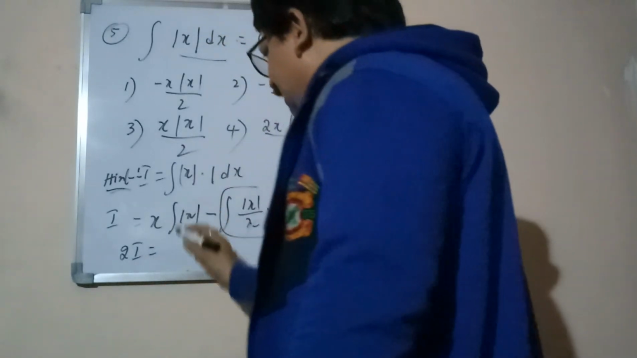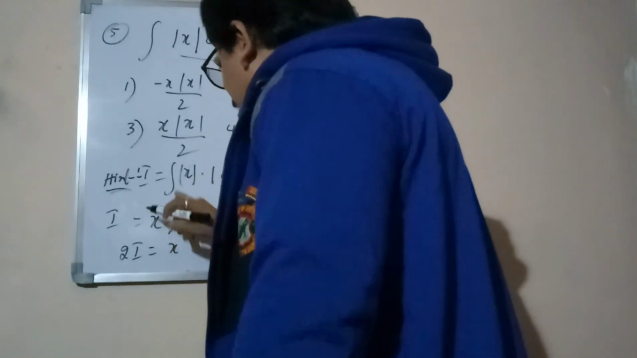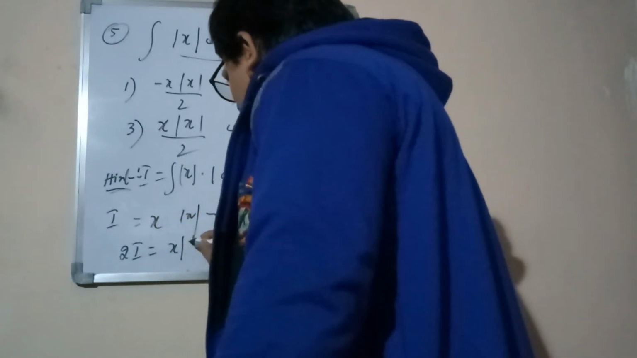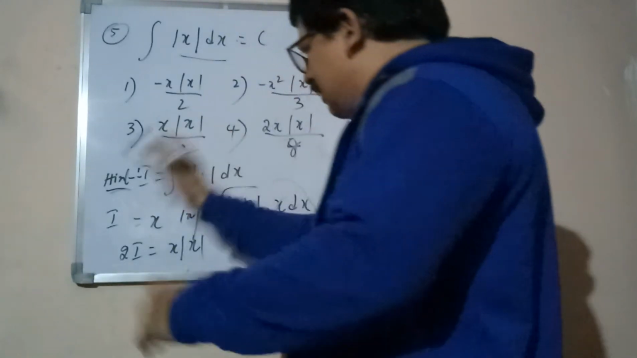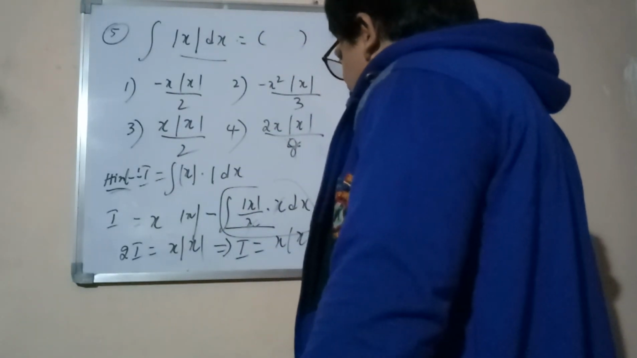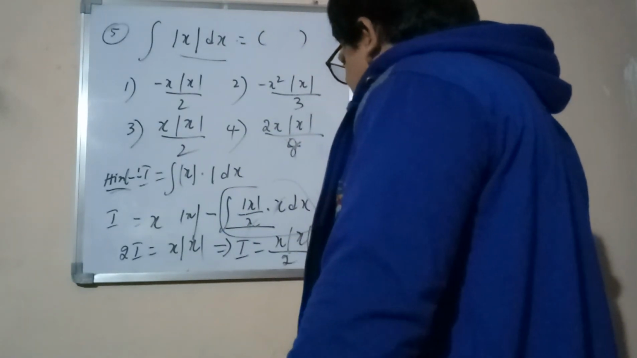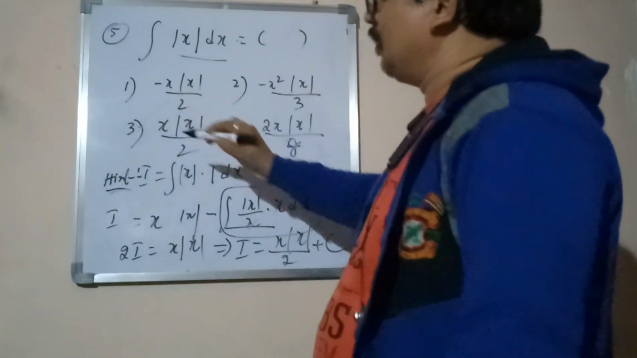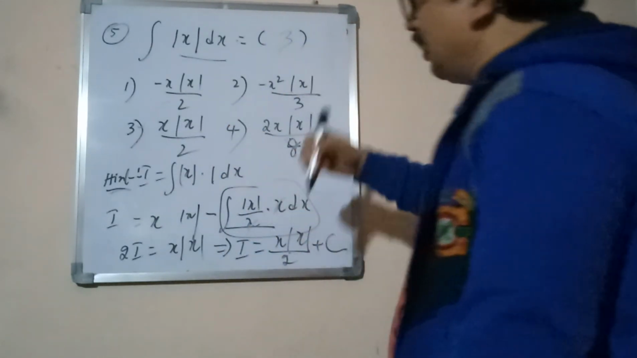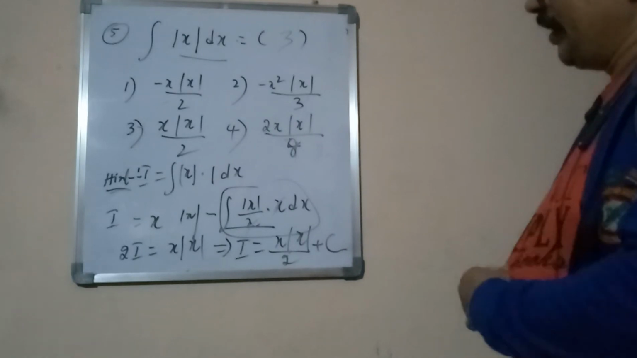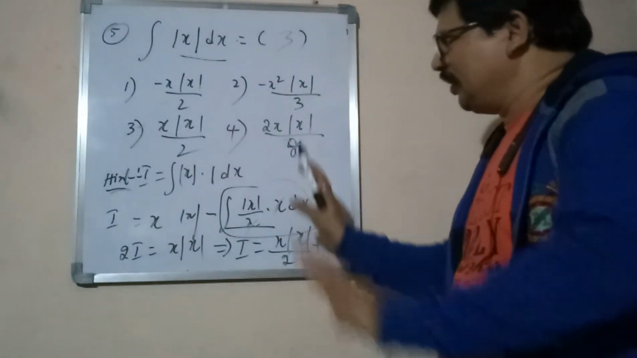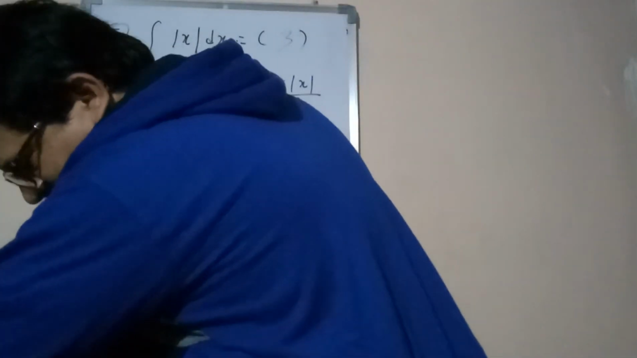This side also I. Moving I to that side means 2I. 2I equals x mod x. Again, the integral of mod x is x mod x. This total value I moved to that side means divided by 2. Next, this implies I equals x mod x by 2 plus c. Which answer is it? The third option, x mod x by 2. This is the actual process. Next.